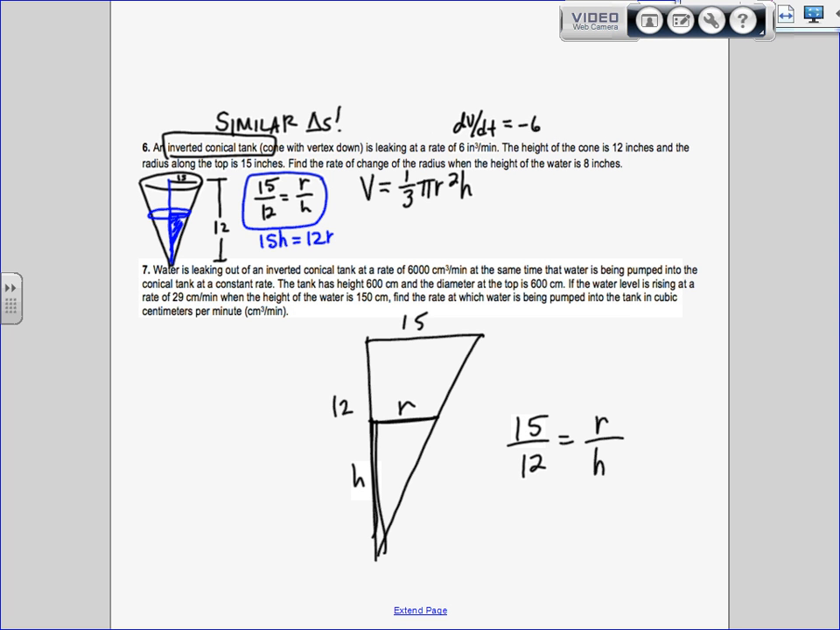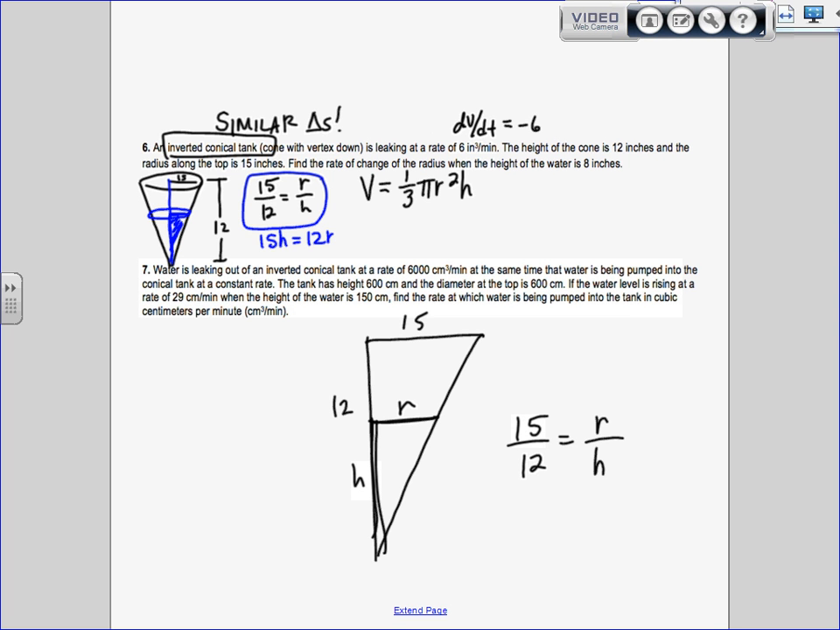No, because we can't plug anything in yet. The r and the h are changing. You could take the derivatives and have dr over dt and dh over dt, and then relate them to each other and work through the problem that way. But we don't want to do that. We always want to make these problems easier on ourselves.